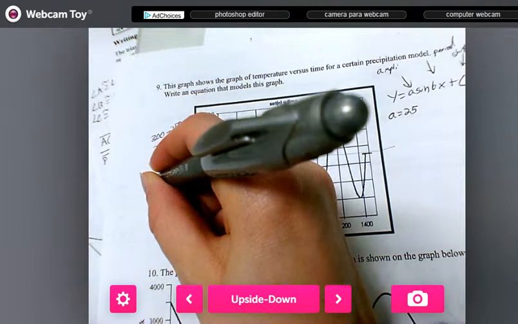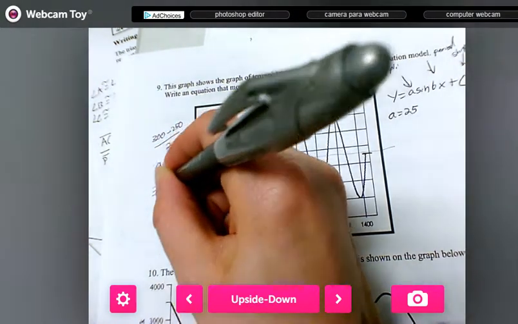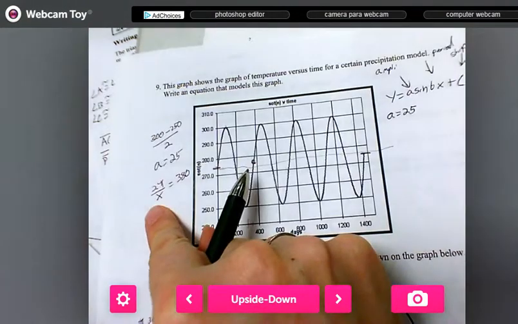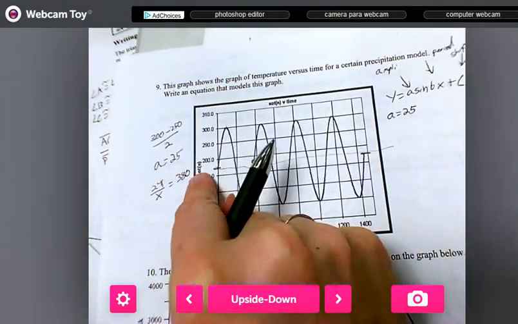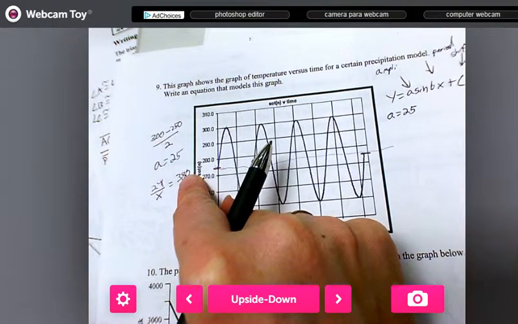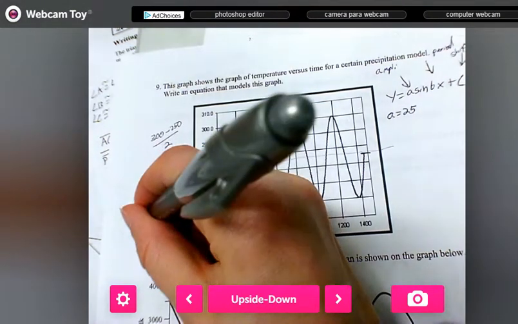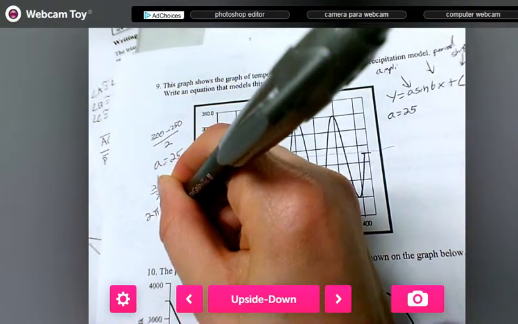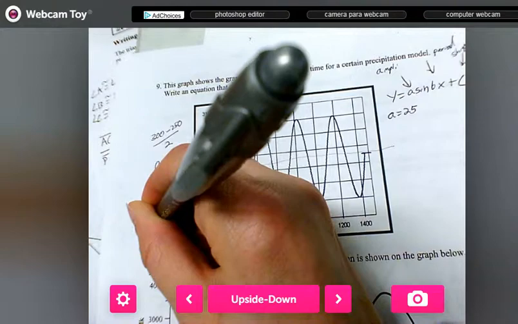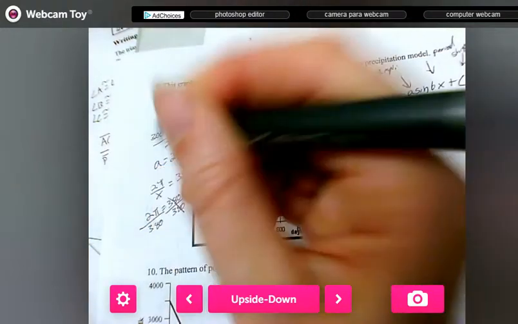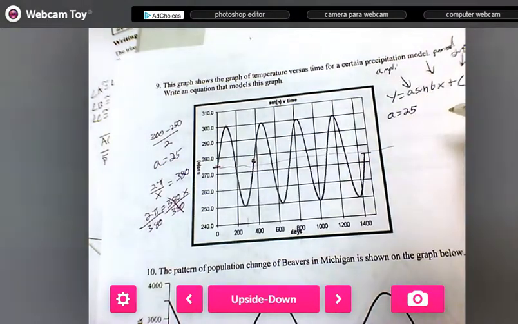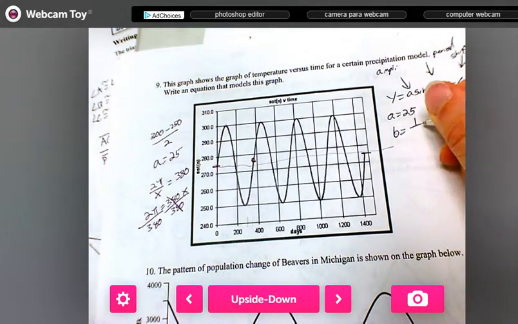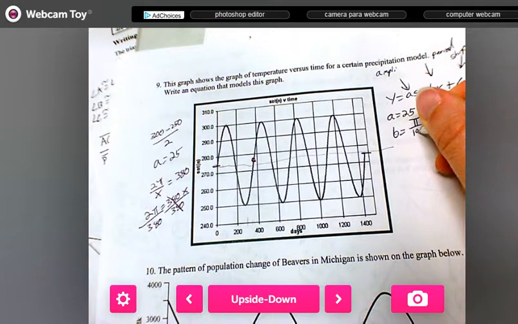So we're going to go 2 pi over x is going to equal 380. Okay? So I've got to figure out what x is. I'm going to cross multiply. 2 pi equals 380x. And then I'm going to divide both sides by 380. Okay? And 2 divided by 380 gives me 1 over, so b equals pi over 190.